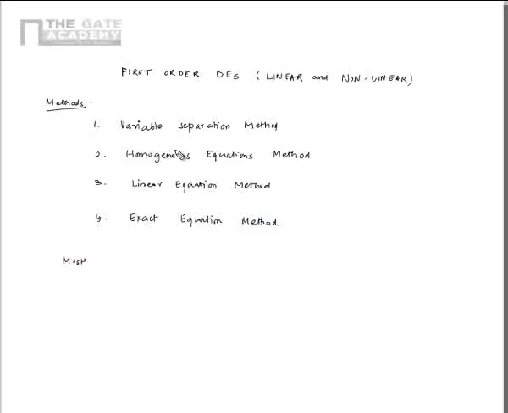So most of the first order differential equations are of this form: dy by dx is equal to f of x comma y. So this is the general form. I mean, you can bring most of the first order differential equations into this form. Okay. So now let's see the first method, which is the variable separation method.